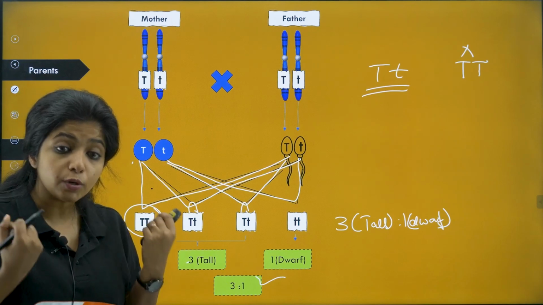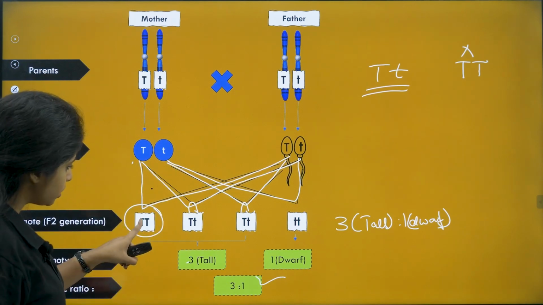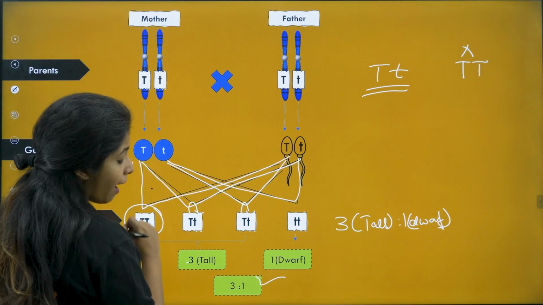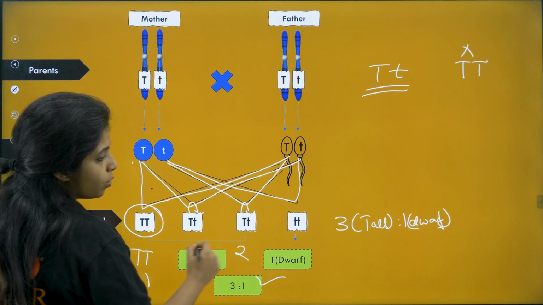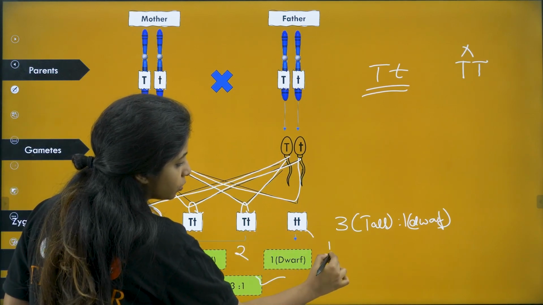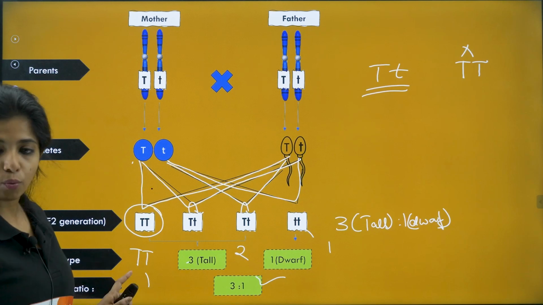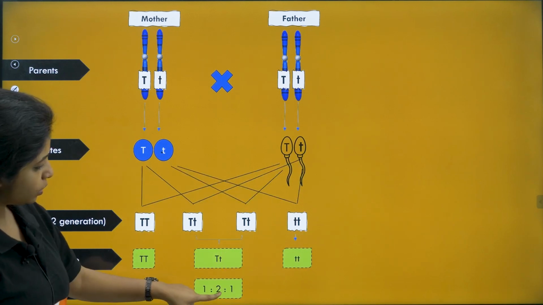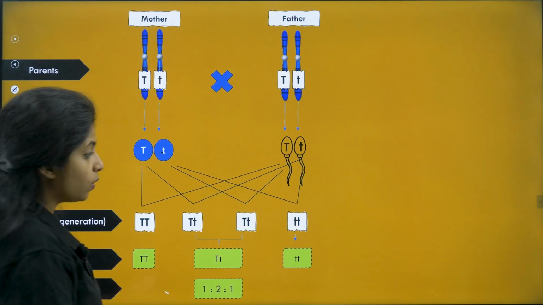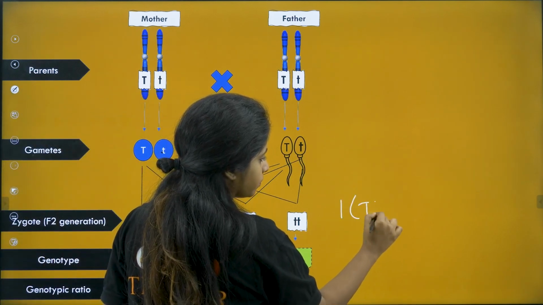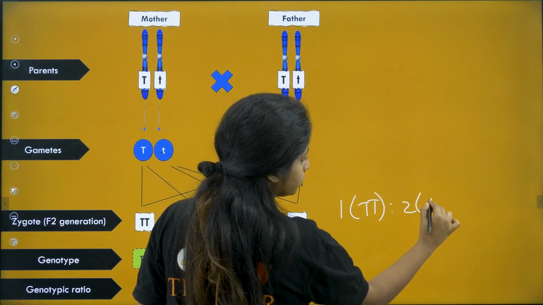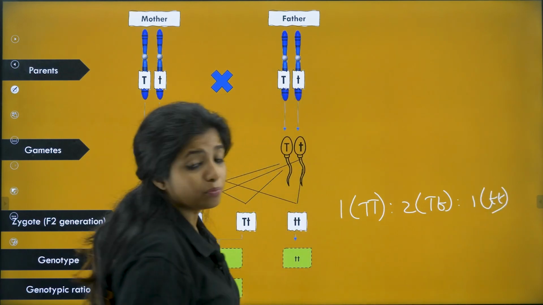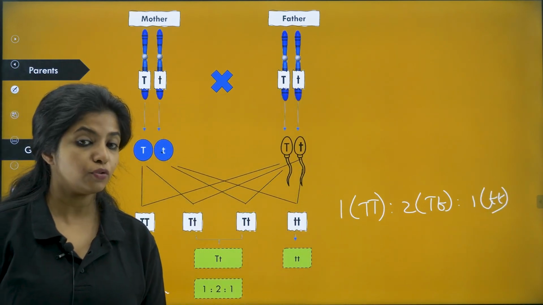Now if you are asked the genotypic ratio, what is the genotype? You see there is only one that has capital T, capital T, so I'll write 1. 2 of them have capital T, small t, so I'll write 2. Over here only one of them has small t, small t, so this is again 1. So what will be the ratio? 1:2:1. So where you see this will be 1, this will be 2, and this will be 1. You have to mention it properly, otherwise you are going to lose your marks.